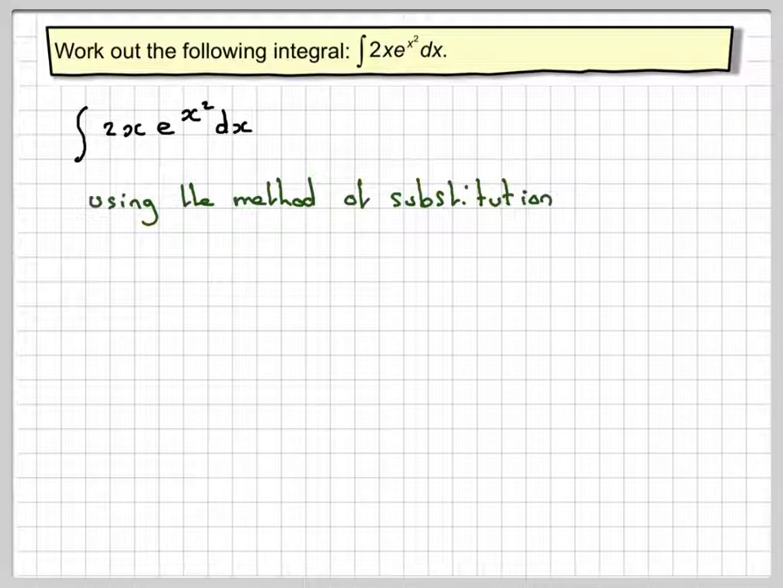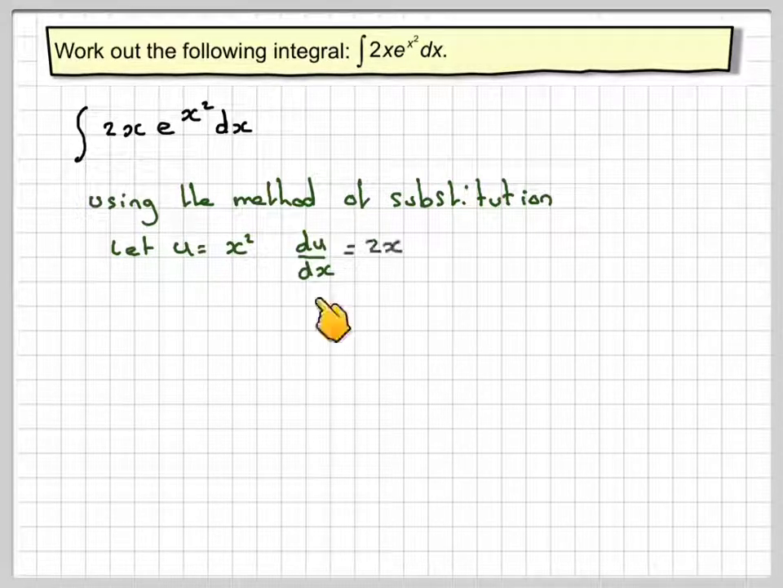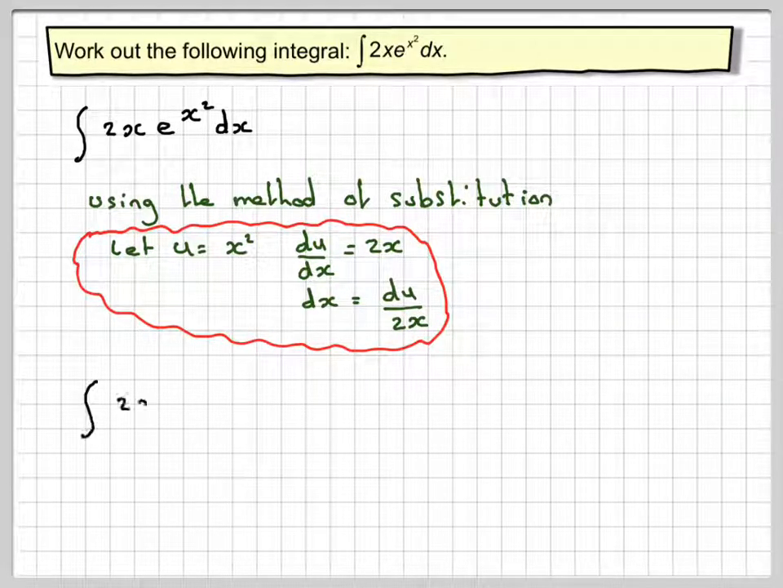So what I'm going to do is let u be x squared. The reason being, when I differentiate x squared, I do actually get 2x. So let u be equal to x squared, and in the method of substitution, what you always do is differentiate. So you get du over dx is 2x, and then you rearrange this for dx, so dx will be du over 2x.